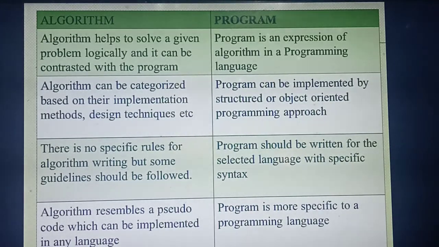So for writing an algorithm, there are no specific rules. Whatever you write in an algorithm, we can also call it pseudocode. That algorithm can be implemented in any programming language. A program means whichever programming language you choose, based on that you can implement the algorithm. Understood the difference between an algorithm and a program?